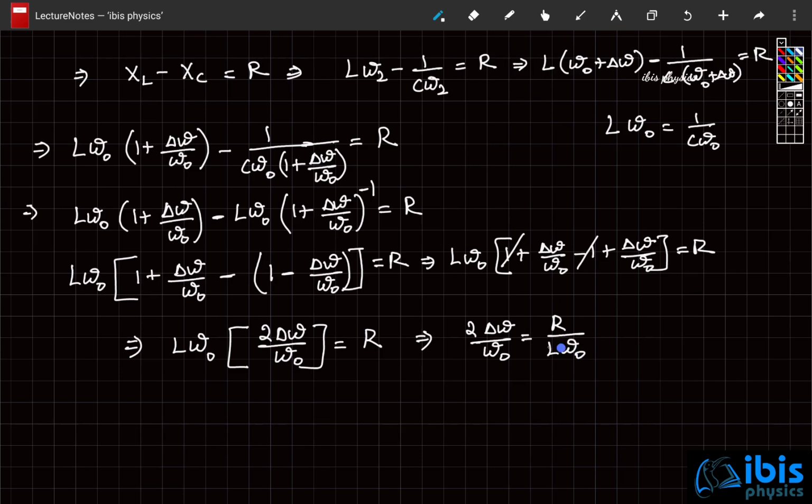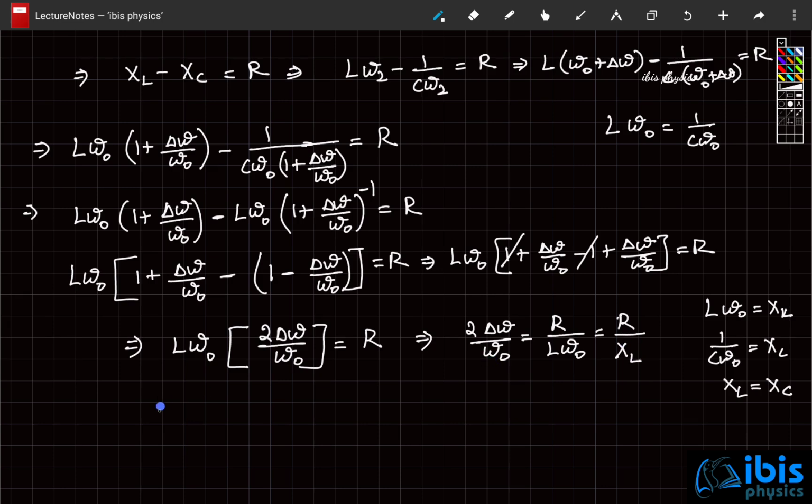L omega naught is actually XL. At that condition, L omega naught is actually equal to 1 by C omega naught, which is XC. In this, when instead of omega it is omega naught, it means the resonance condition. At resonance condition XL is equal to XC. So this is R by XL, or you can write it as XC.